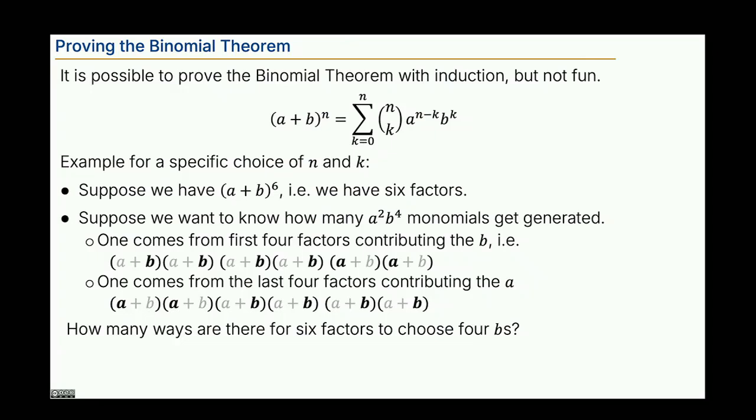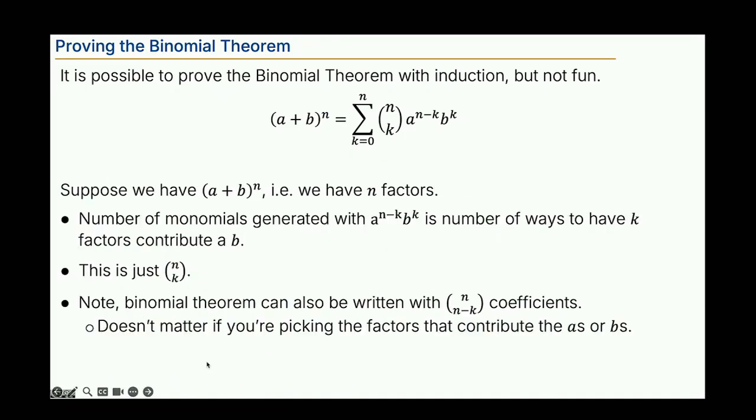Well, one of those terms is going to come from where the first 4 contribute a b. Another one is where the last 4 contribute a b, and all other such combinations. So it's like each factor is going to give either an a or a b. And if we want to know how many monomials there are that have 2 a's and 4 b's, it's basically just saying, among 6 factors, how many combinations are there where we pick exactly 4 b's? How do I do that? Well, that's just 6 choose 4, or 15.